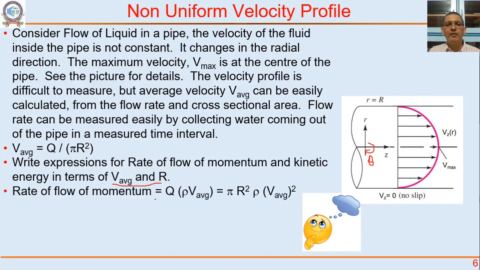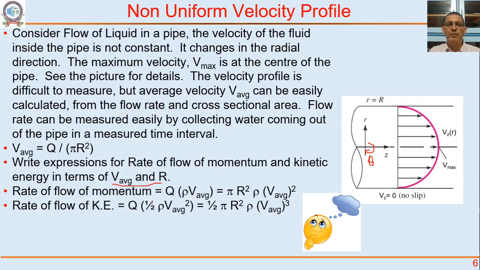Okay, the rate of flow of momentum would be the volumetric flow rate multiplied by momentum per unit volume. Volumetric flow rate is nothing but pi r square multiplied by V average, and momentum per unit volume is rho V average, so from here you will get rho pi r square V average square. Rate of flow of kinetic energy is Q multiplied by half rho V average square. If I rearrange, it will be half pi r square rho V average cubed. The question I am posing is, are these quantities correct? Is this a correct expression?